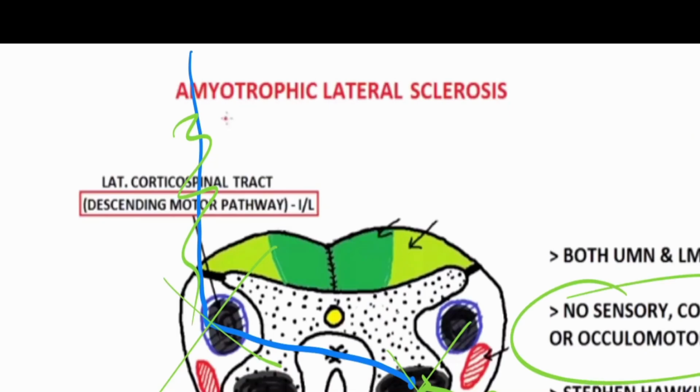Again, no sensory, cognitive, or oculomotor deficit. They're okay. Why oculomotor? Is that a peripheral nerve? Central. Cranial nerves 1 and 2 are central. Everything else comes off the periphery. But oculomotor stuff is okay.